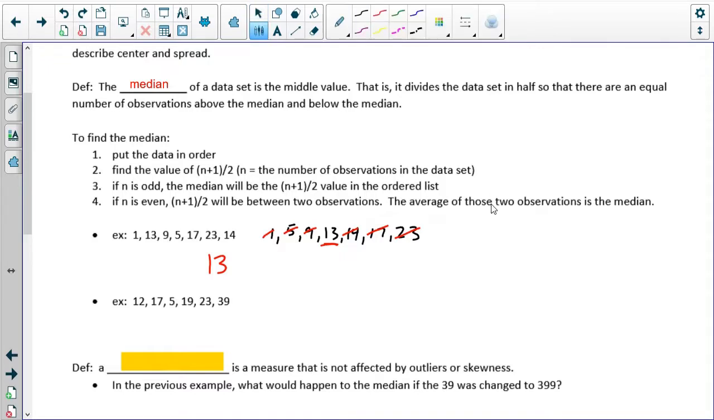If we have an even number of data points, so in this case 5, 12, 17, 19, 23, and 39, we would cancel things off until we get to the two values that are in the middle.